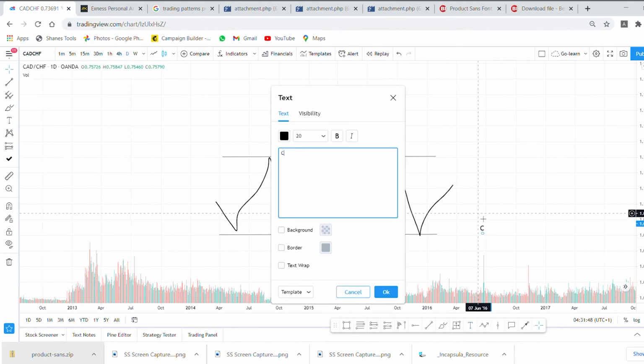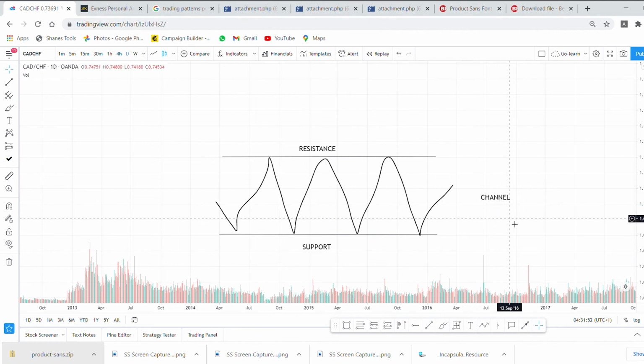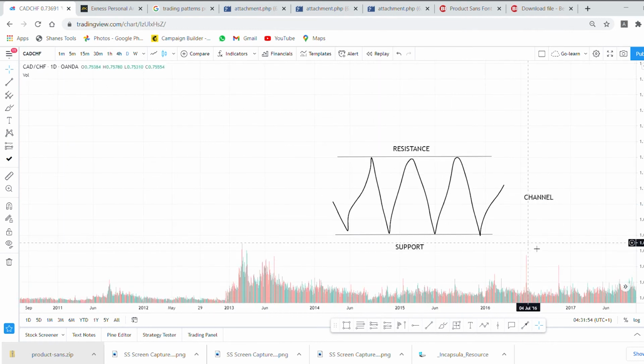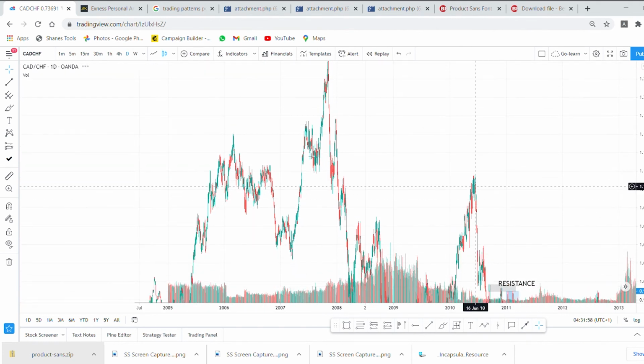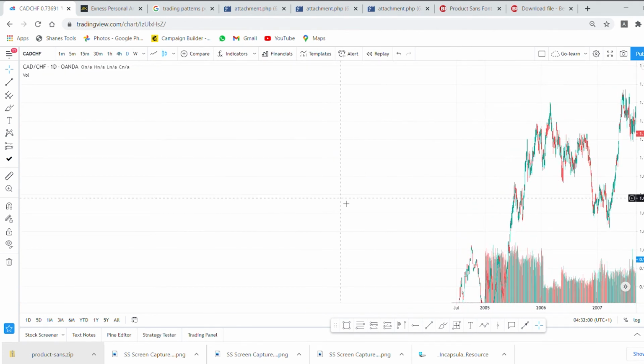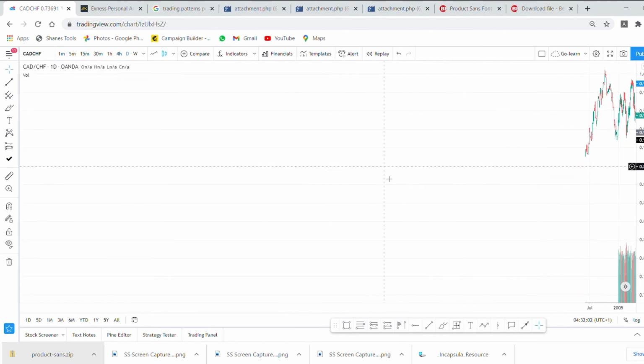You can say price is moving in a channel. All right, those are forex terms. Okay, you can say price is moving in. Now let me try to show you one I marked out on my charts.